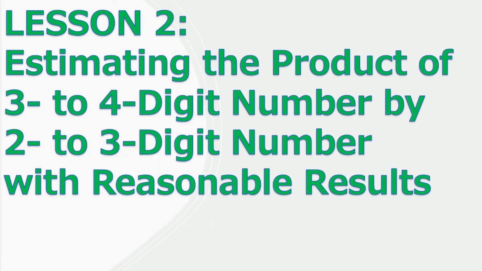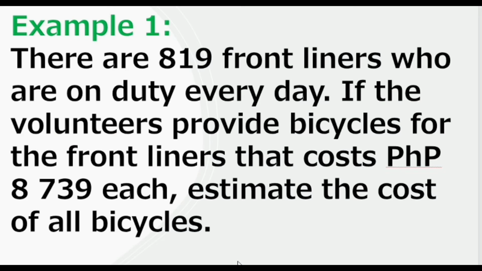Lesson number 2. Estimating the product of 3 to 4 digit number by 2 to 3 digit number with reasonable results. Example number 1. There are 819 frontliners who are on duty every day. If the volunteers provide bicycles for the frontliners that cost 8,739 pesos each, estimate the cost of all bicycles.